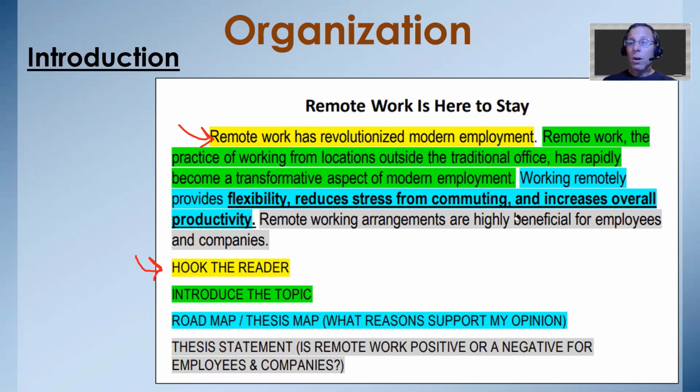In blue, we have our roadmap or our thesis map. Remember, a roadmap will tell a driver where the car is going to. Your thesis map is going to tell your reader where you're going with your essay. So here you want to state the three big ideas that you're going to be discussing. Remote work leads to greater flexibility, reduces stress from commuting, and it increases overall productivity. And finally, our last sentence, which is highlighted in gray, is our thesis statement. It says, remote working arrangements are highly beneficial for employees and for companies.